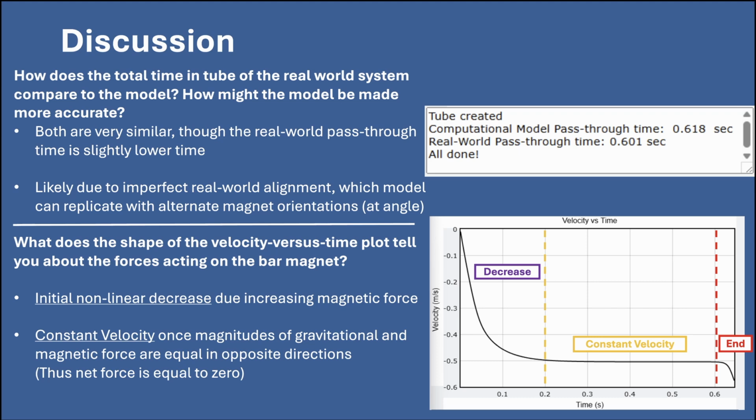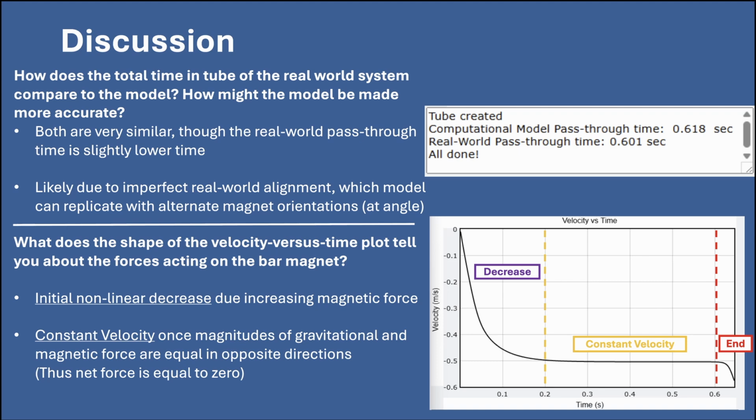How does the total time of the tube of the real-world system compare to the model, and how might the model be made more accurate? Since the real-world magnet was small enough to fit inside the tube, the imperfect alignment of the magnet and the tube in real life likely accounts for the discrepancy between the experimental result and the computational model. Thus, considering multiple magnet orientations in the model may yield more accurate results.